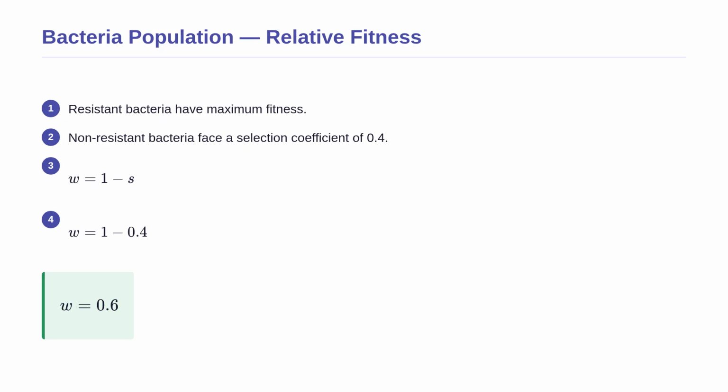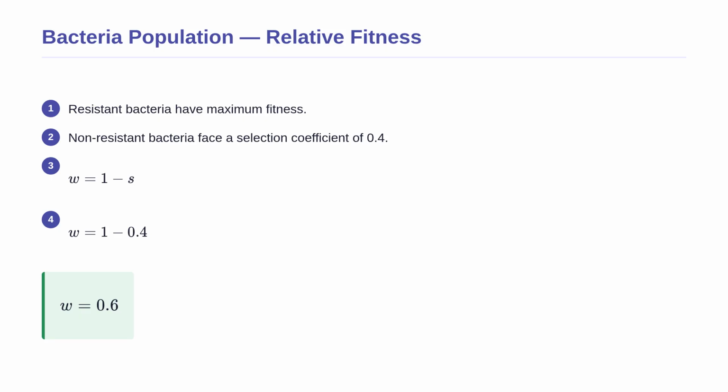Let us apply this to a critical real-world scenario. Bacteria exposed to an antibiotic. The resistant bacteria thrive perfectly, but the normal non-resistant bacteria struggle to survive, facing a selection coefficient of 0.4.